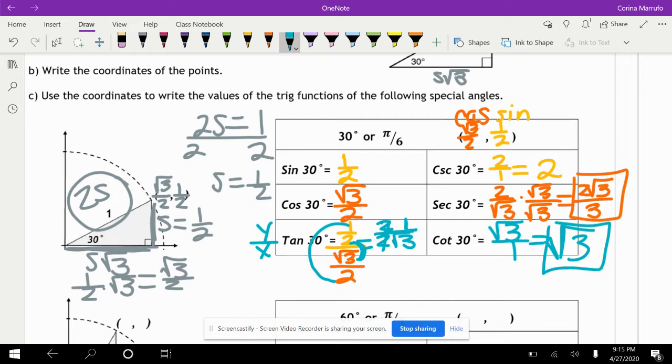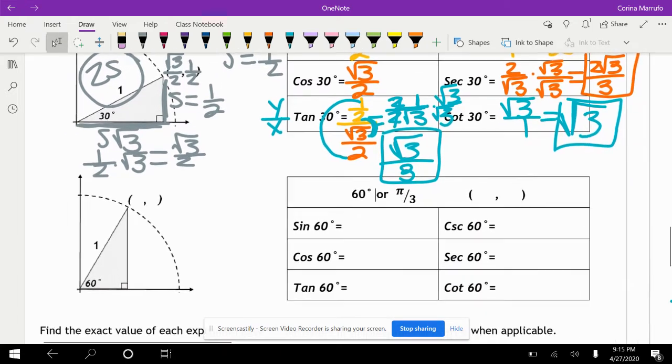So back to rationalizing this one, we have to multiply the top and the bottom by the square root of 3. And so on the top, we're going to get the square root of 3. And the bottom, when you multiply the square root of 3 times the square root of 3, we're just left with 3. Okay, so that's the tangent for that.